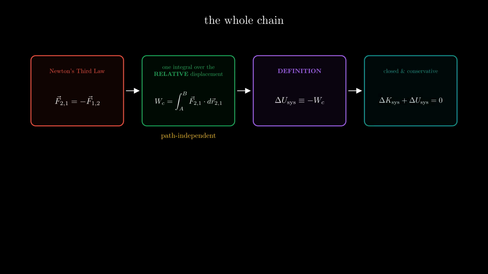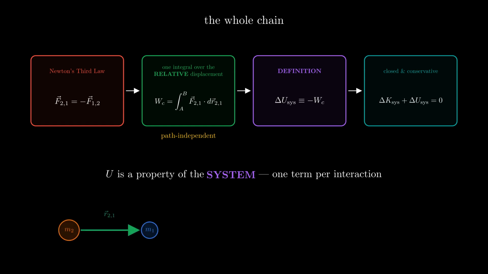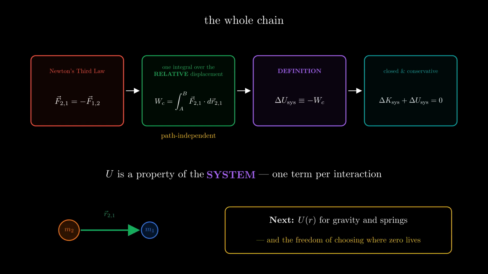In a closed system, delta U and delta K cancel exactly, and every interaction contributes its own term to the total. Next video, computing them: 3 concrete potential energy functions and the freedom of choosing where zero lives.